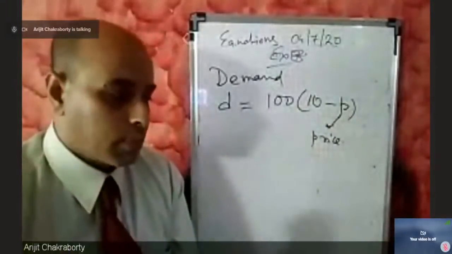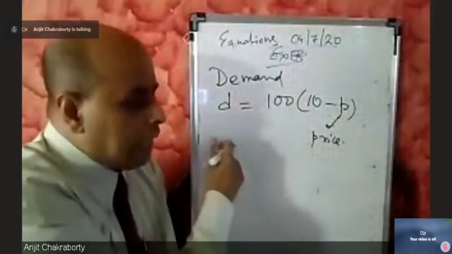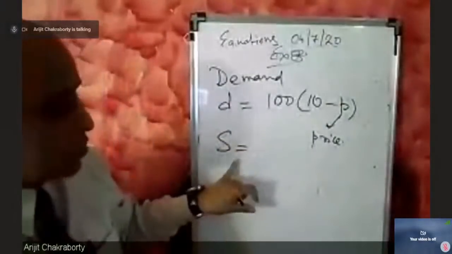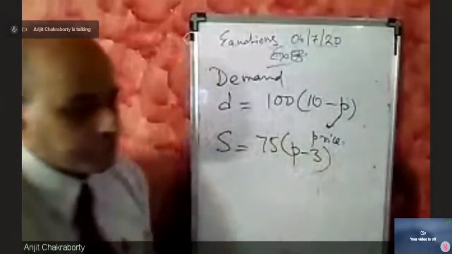Let us see the supply. Beautiful question. CA question. It came in the exam. The supply equation is S. S stands for supply. S is equal to 75 into P minus 3. Fine.